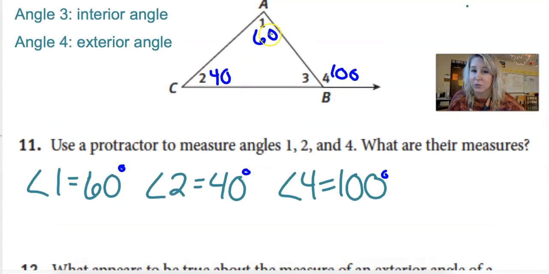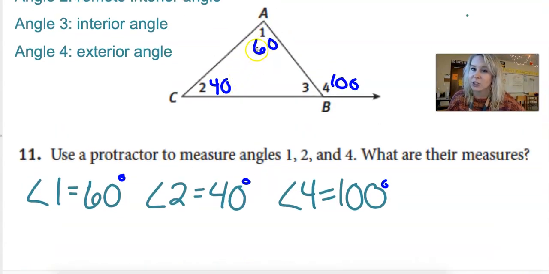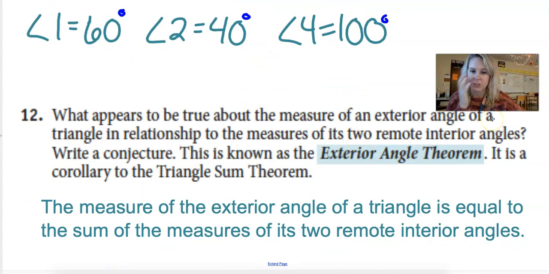Hopefully you realize if you add these two inside angles, you total the outside angle. Okay, that's always going to be true. So the two remote interior angles added together will always equal the exterior angle. Okay, so that is known as the exterior angle theorem. I call it EAT, EAT. So the exterior angle theorem says the measure of the exterior angle, the outside, is equal to the sum of the measures of the two remote interior angles. Okay, so the two inside angles, remote, added, equal the outside.